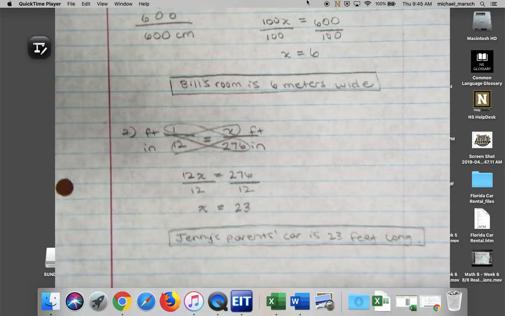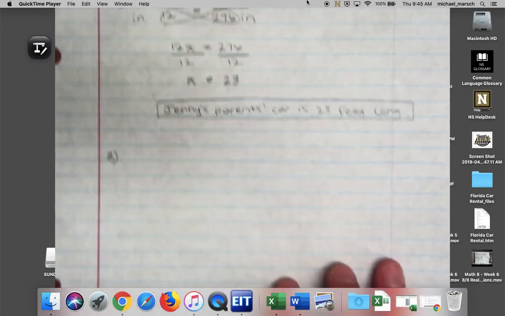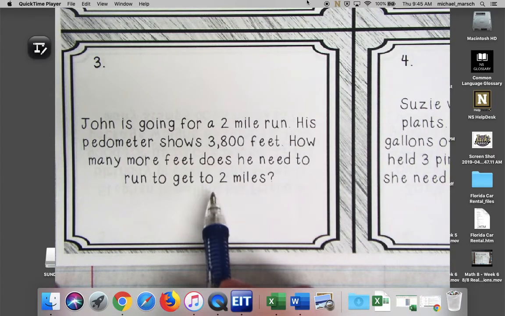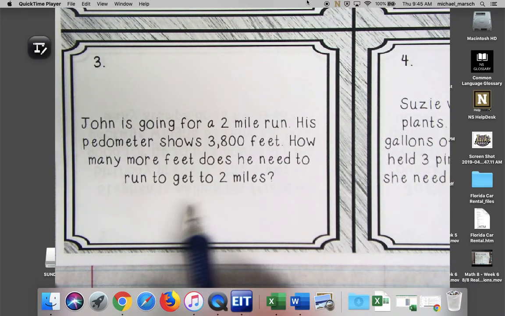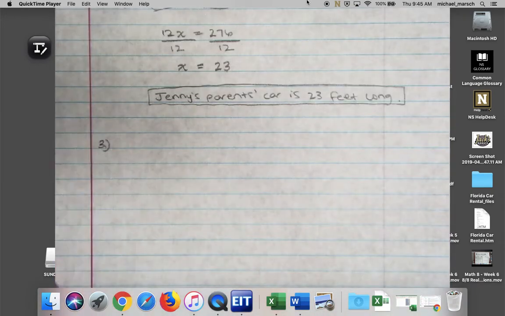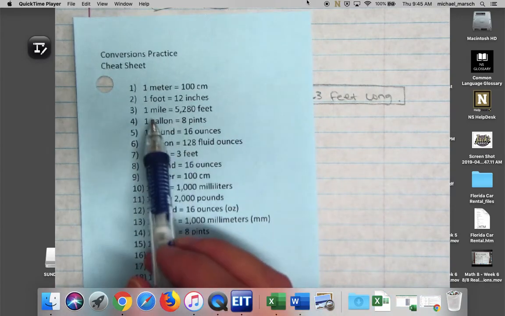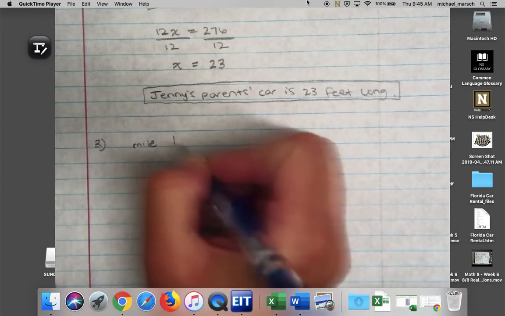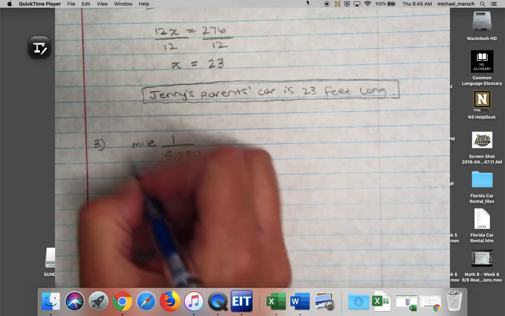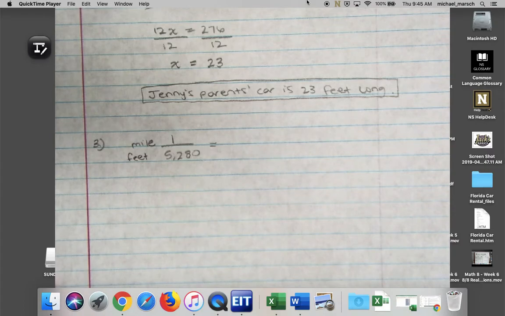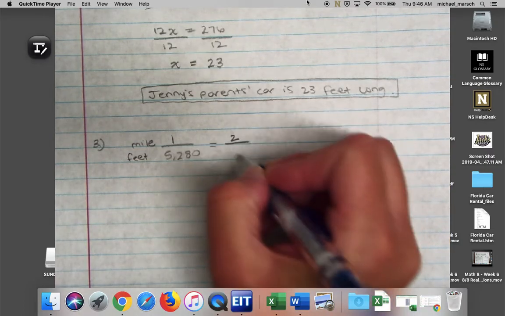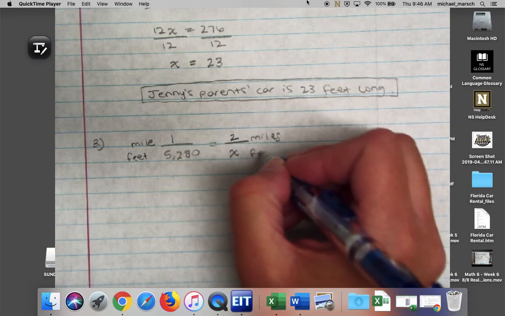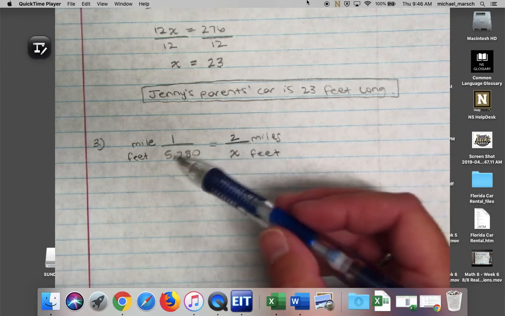Okay. And then we'll go ahead and do number 3 together because that also requires a little background work. So I want to make sure you understand how to do that if the problems happen that way. So John is going for a 2-mile run. His pedometer shows 3,800 feet. How many more feet does he need to run to get to 2 miles? Okay, so the conversion we're going to use for number 3 is 1 mile equals 5,280 feet. So I'm going to set that up. So I want to find out if I have 2 miles, how many feet is that? So first I need to convert the miles into feet.